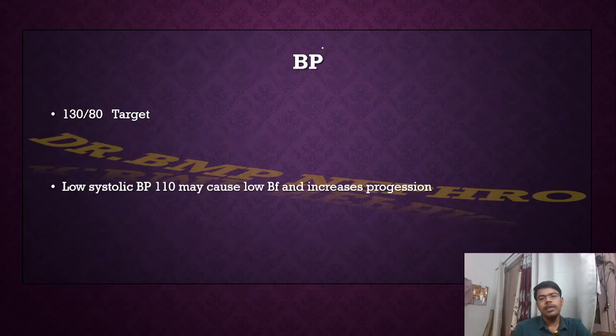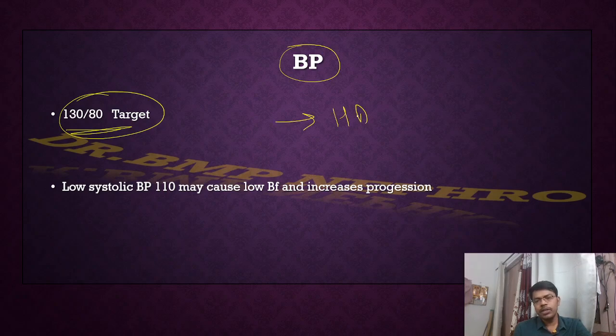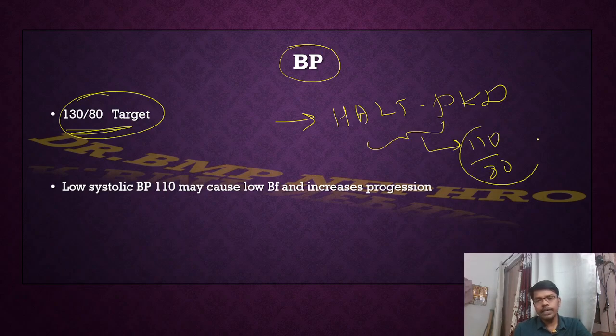With respect to BP, a lower BP, less chance of progression. BP target of 130 over 80 in ideal situation. There is one trial they have done which is called HALT PKD trial, where they have targeted the lower BP, 110 over 80 in an individual patient. They have showed a lower systolic BP reduced the progression.